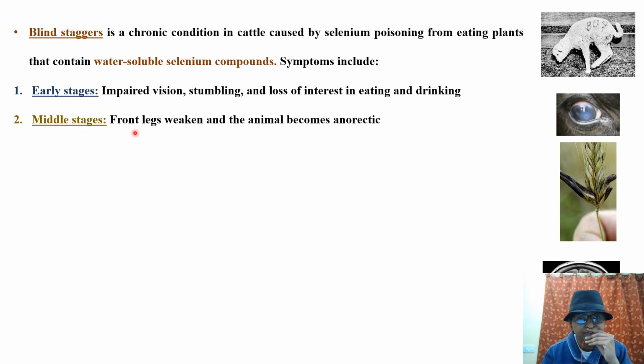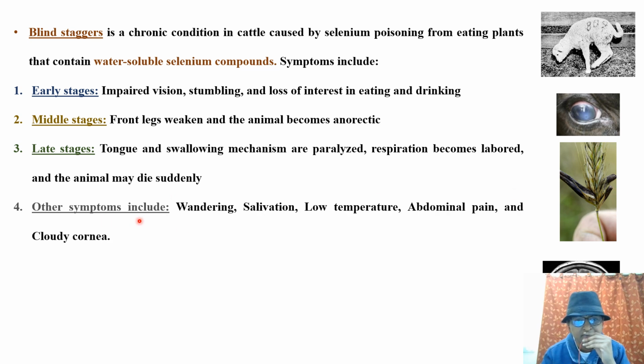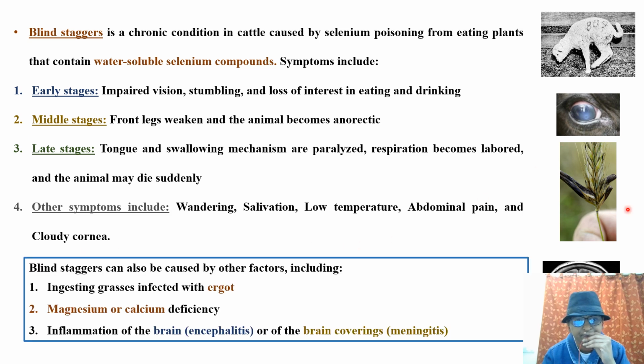Middle stages, you'll see that front legs weaken and animals become anorectic, meaning decreased appetite. Here it is showing hind legs, but it is actually the front legs which are getting weakened. Late stages, the tongue and swallowing mechanism are paralyzed, because of which there is decrease in body weight, respiration becomes labored, and the animal may die suddenly. Other symptoms include wandering, salivation, low temperature, abdominal pain, and cloudy cornea, as you have seen here.